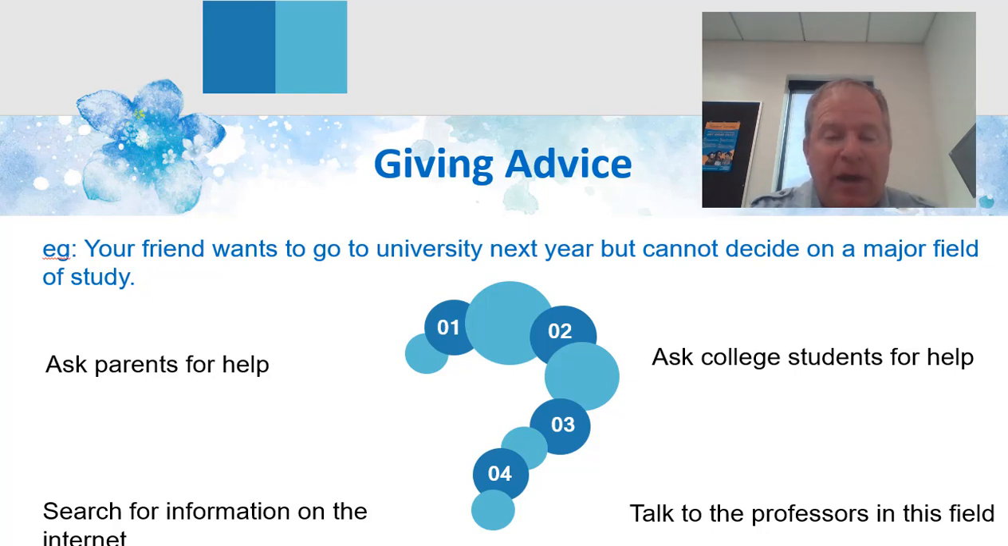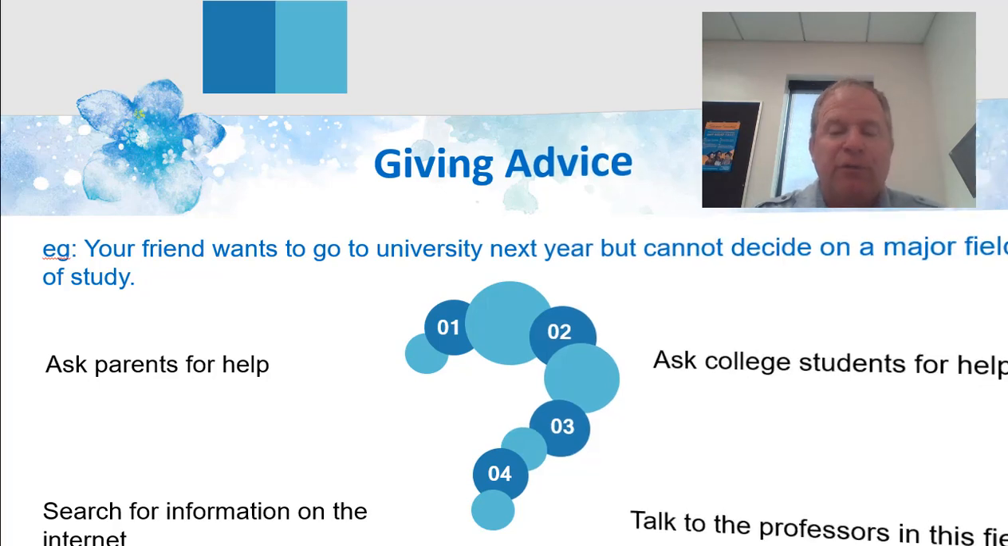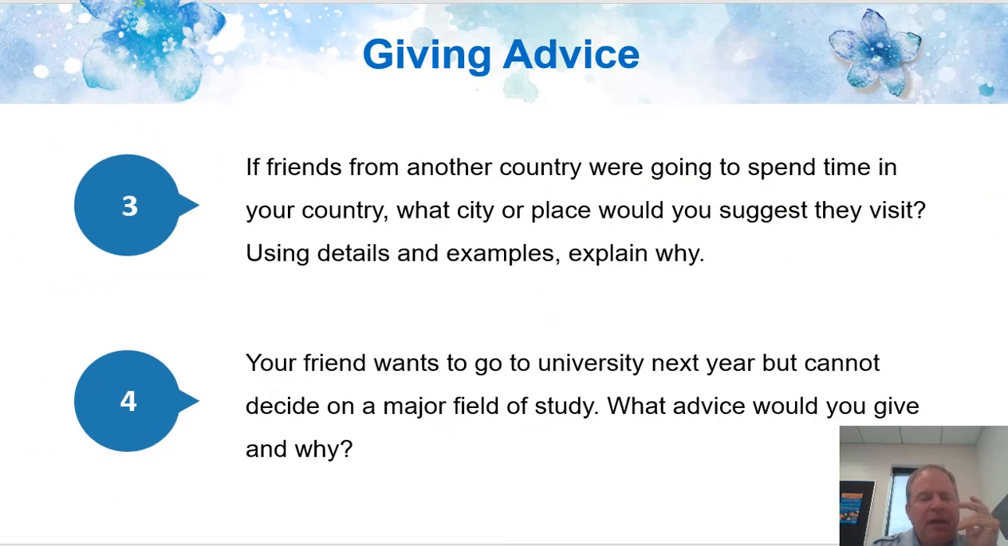You can suggest her to ask her parents for help, ask students who have been admitted by the college, or to give some advice. She can also search for the information online, or if she could, talk to the professors in the field in which she has an interest. This second question is just our example, so just think about some reasons based on the speaking prompts.